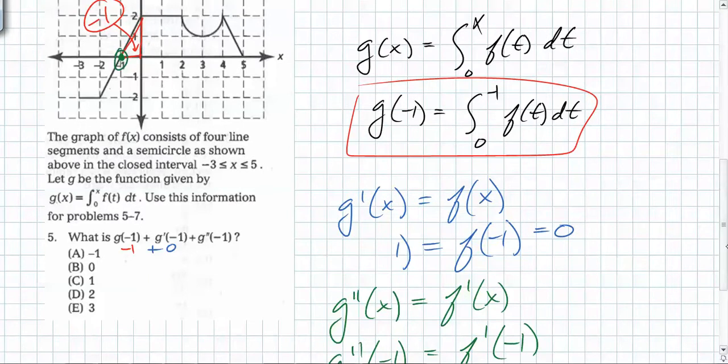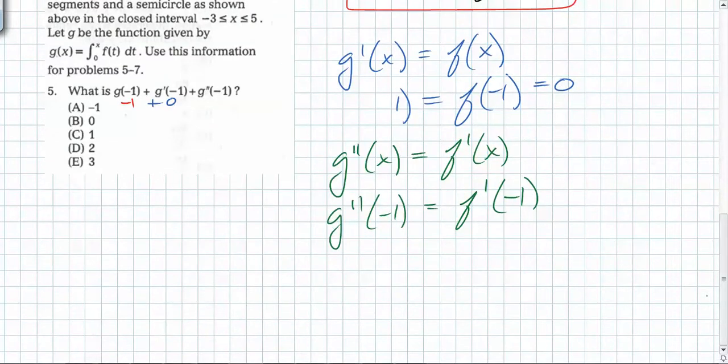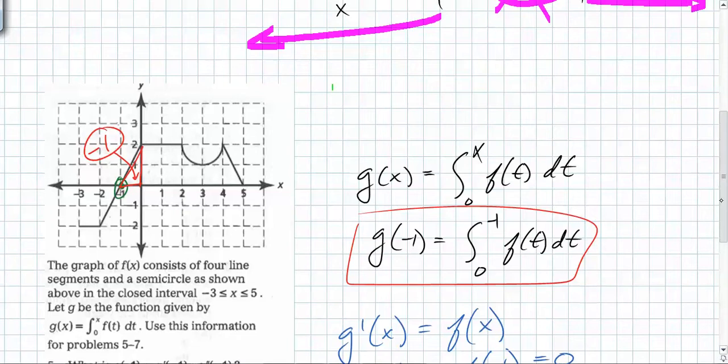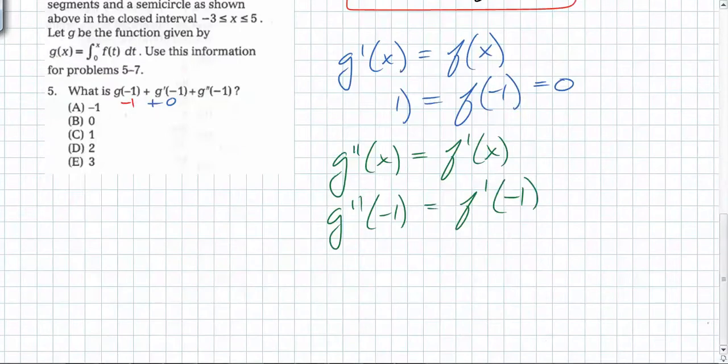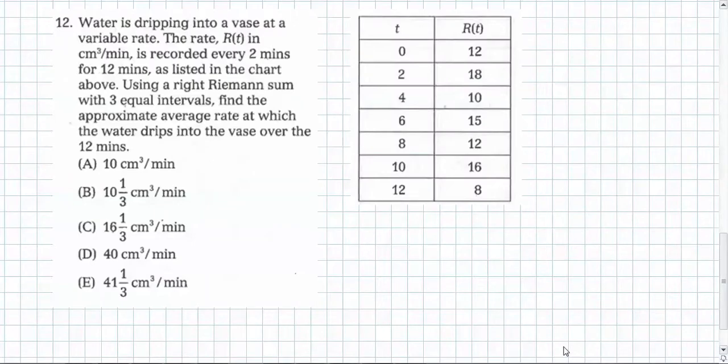So we know that g prime is f of x, right? So g double prime is f prime of x. So this graph is f prime of t, but f prime of x. What's the rate of change right there at that point? What's the slope of the line right there? 2, because at that point it's a line segment. It tells you it's a line segment. So this is going to be 2. So what's the answer going to be? C.